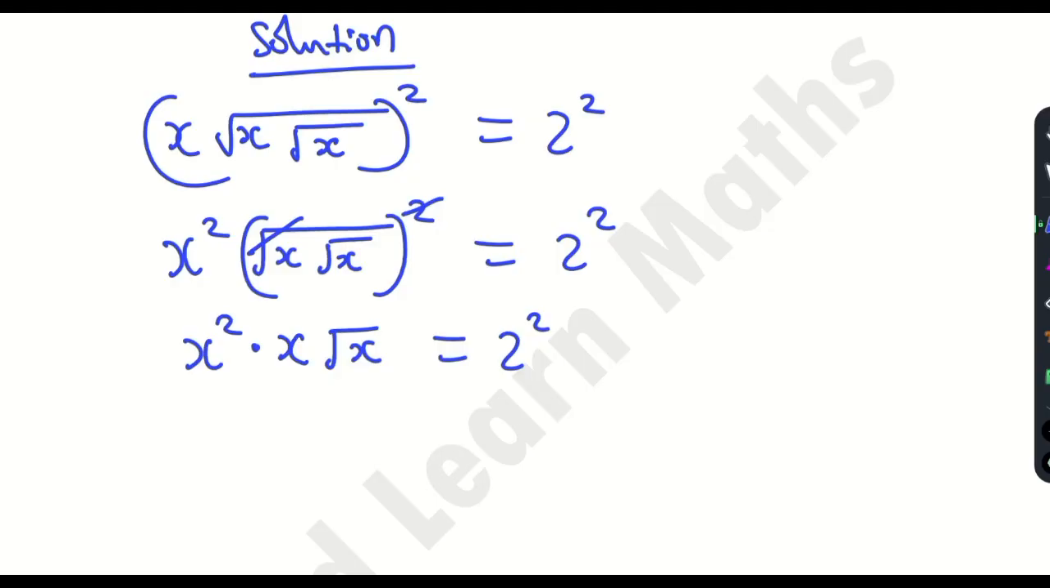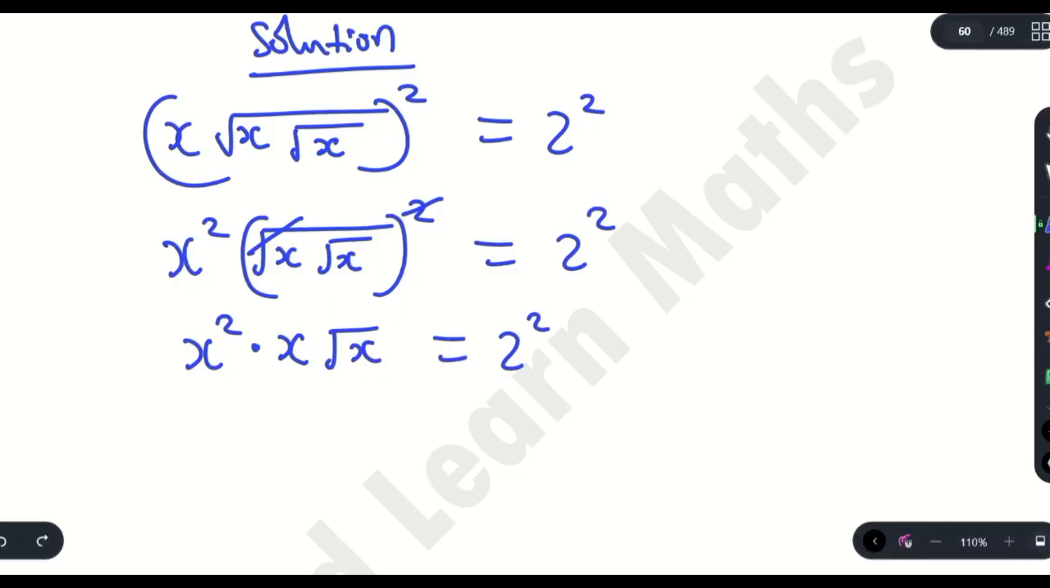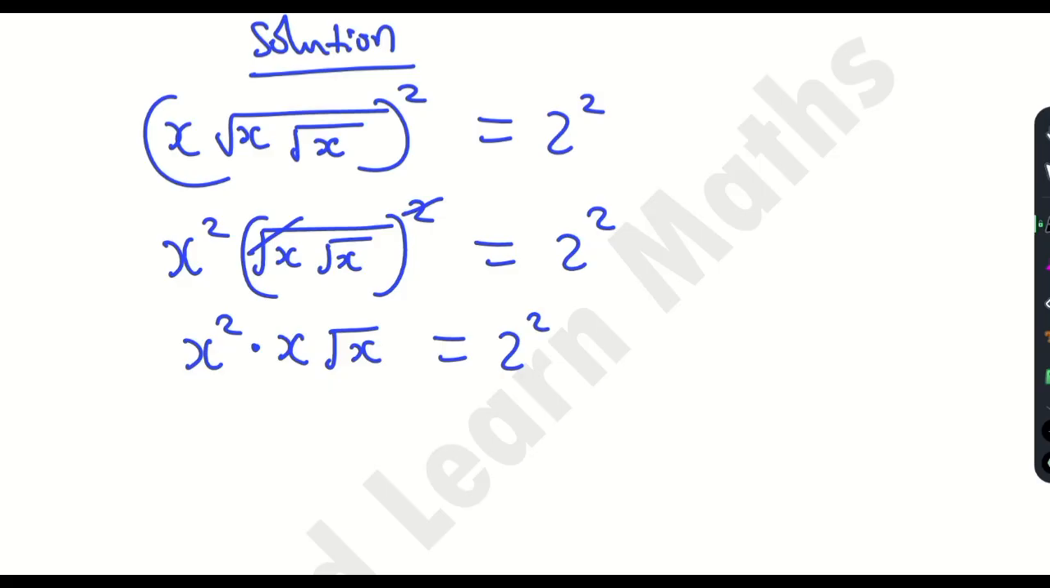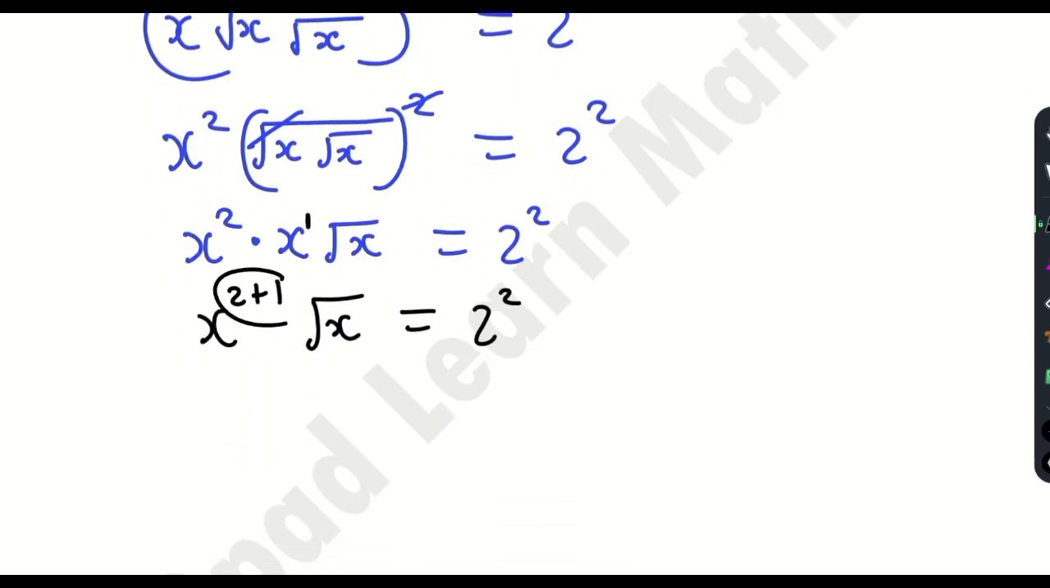Now from here, what's going to be the next thing? I still have a square root that has to go. But before I remove that square root, let me apply the law of indices here. Look at this, x squared and x. Notice something, x has an exponent of 1. So from the law of indices, if you have a common base and you're multiplying those two numbers, you are going to add the exponent. So this is going to be x to the power 2 plus 1, then root x is equal to 2 squared. So what is 2 plus 1? That's 3. So I have x cubed root x is equal to 2 to the power 2.